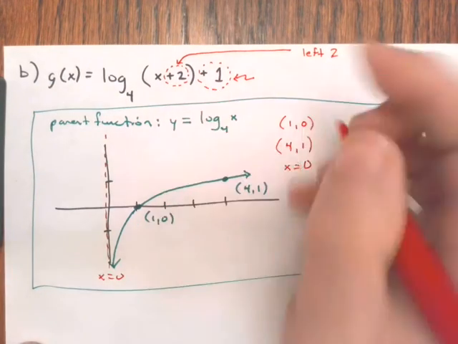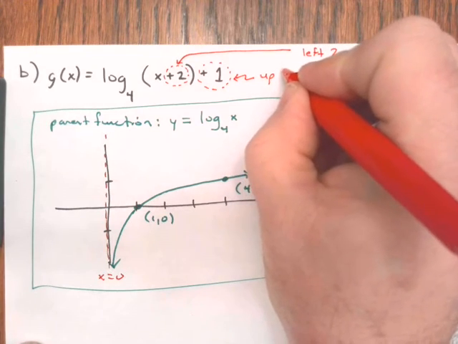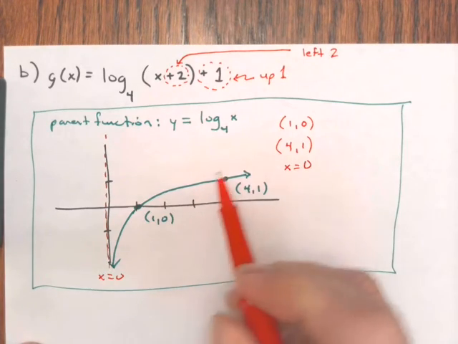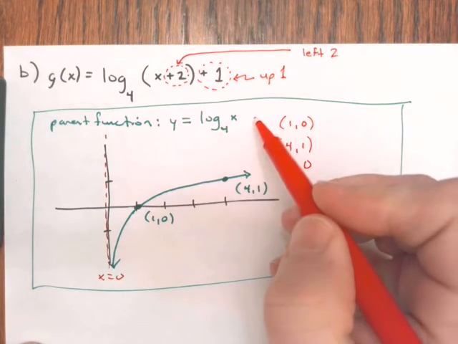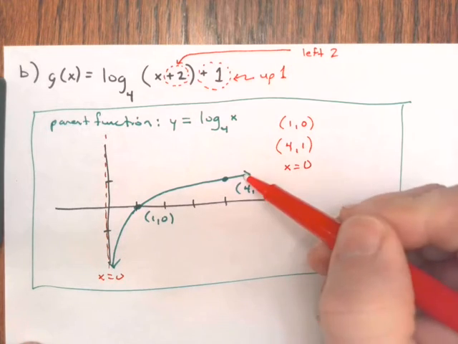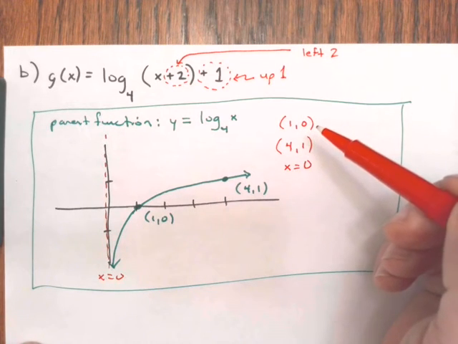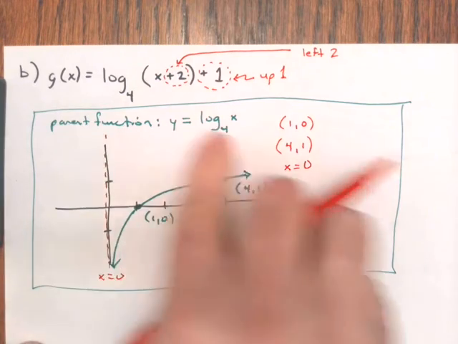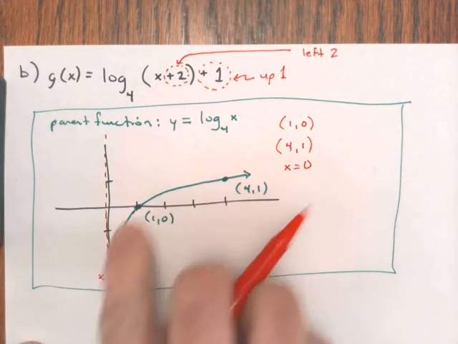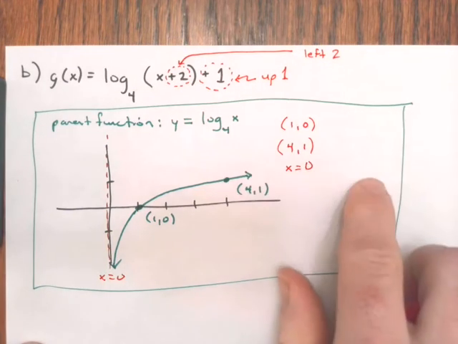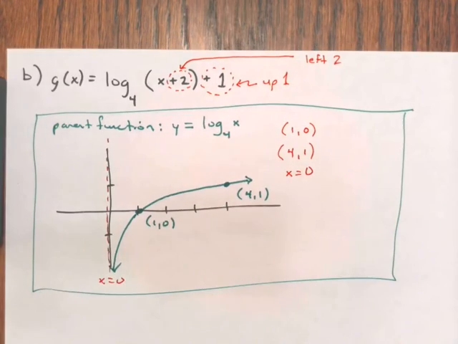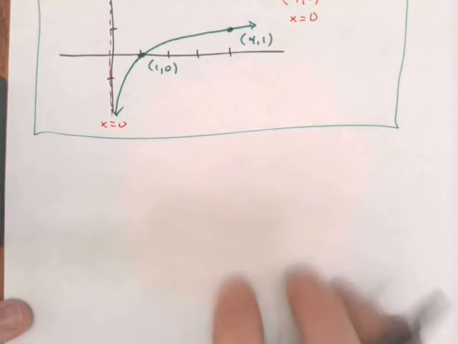And we're also going to need to move it up 1. If you have any addition or subtraction outside of grouping symbols, that's vertical shift, pluses up and minuses down, so the +1 on the end will take the graph of the parent function and move it up 1. So if I take everything here in our graph, the asymptote and the graph itself, take that entire graph, move it left 2 and up 1, then I will have the graph for function g. The other option would be to make an XY table and come up with some values.